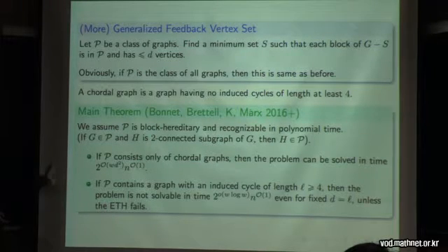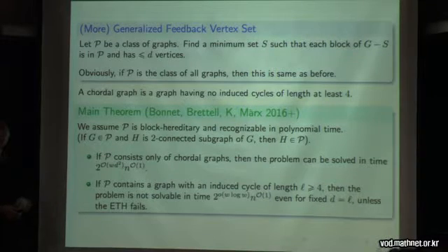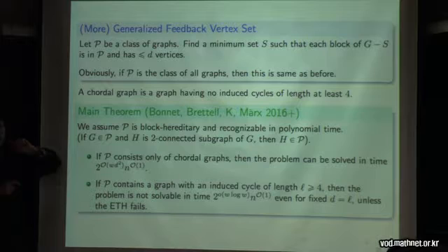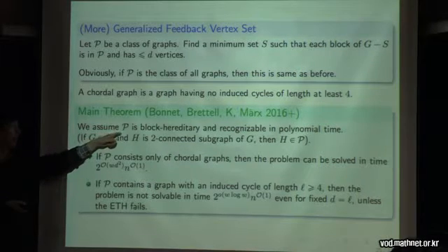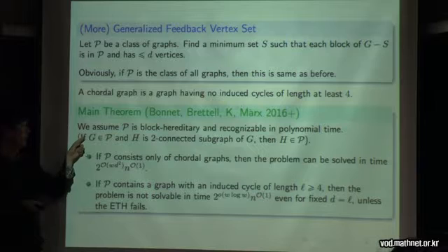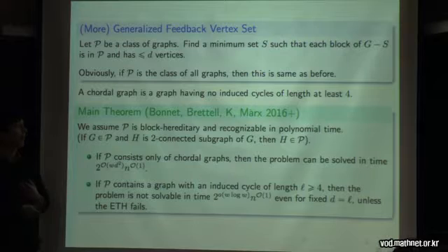Okay, so if P only consists of chordal graphs, then you have this running time. But if you want to forbid an induced cycle of length at least 4, then you cannot have this. A chordal graph is a graph having no cycle of length at least 4 as an induced subgraph. And then we have a trivial assumption that P is block hereditary: if a graph is in P and H is a 2-connected subgraph of G, then H is in P. And also we assume that we can recognize P in polynomial time.